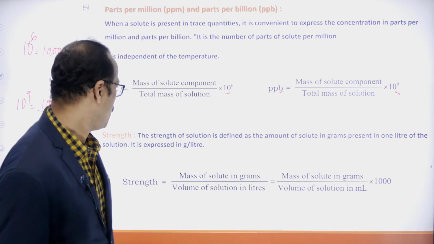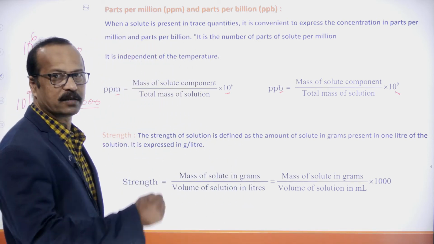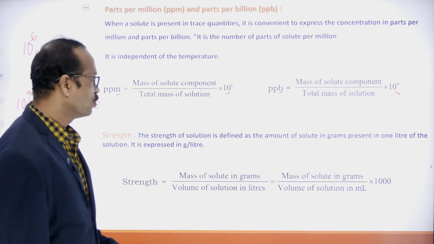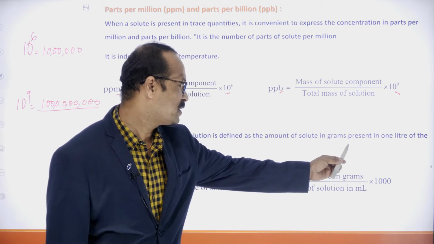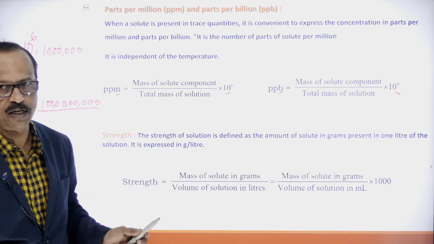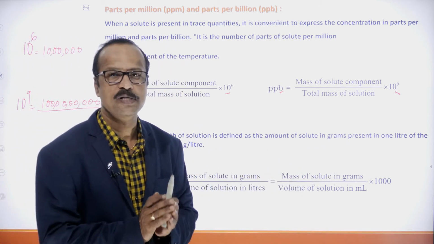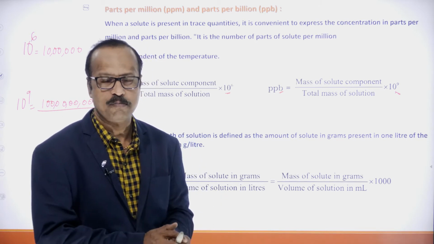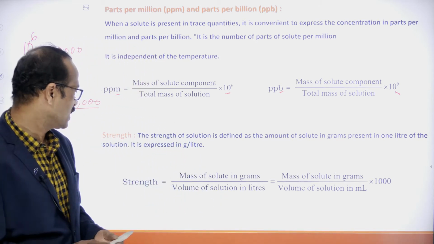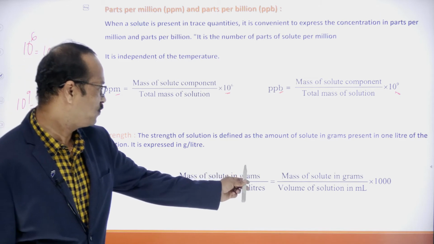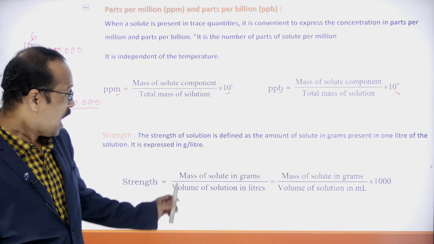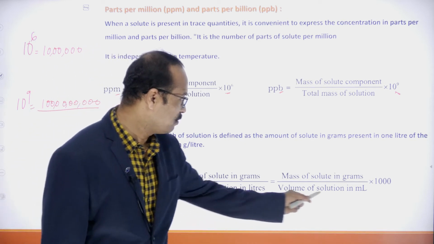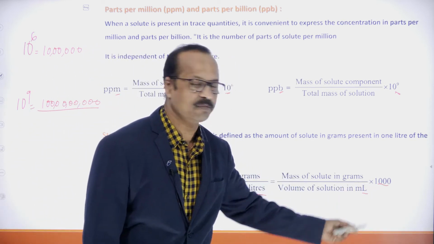Now come to the strength. What is the strength? The strength of the solution is defined as the amount of solute in grams present in 1 liter of solution. That is called the strength. So strength is nothing but the mass of solute in grams by the volume of solution in liters. And if the volume is expressed in milliliters, you multiply by 1000.